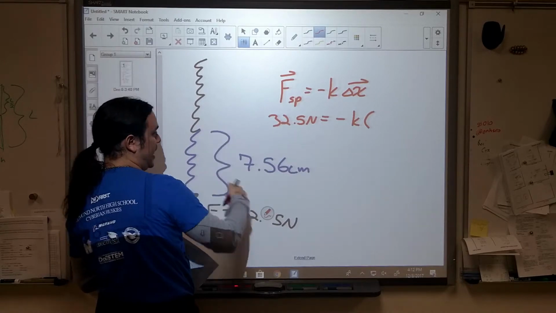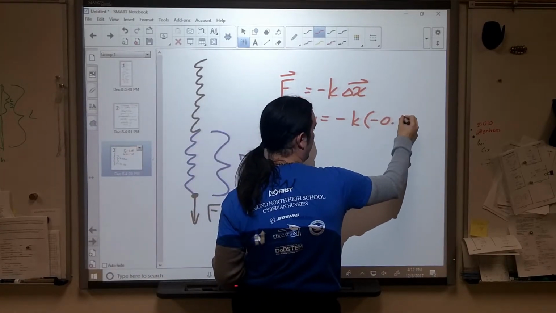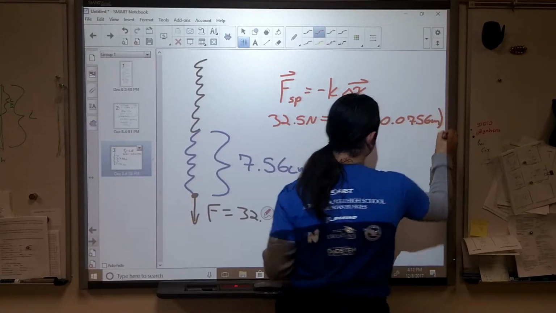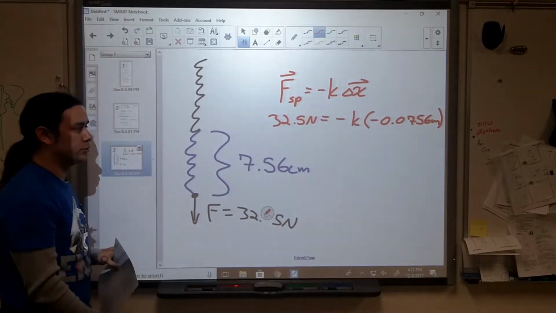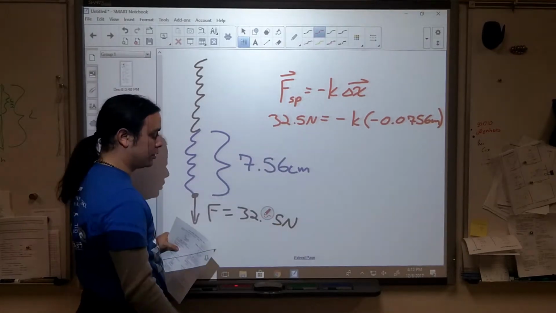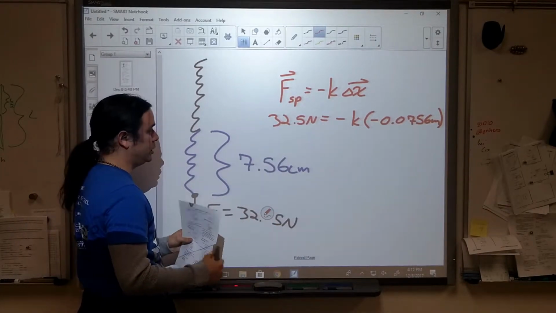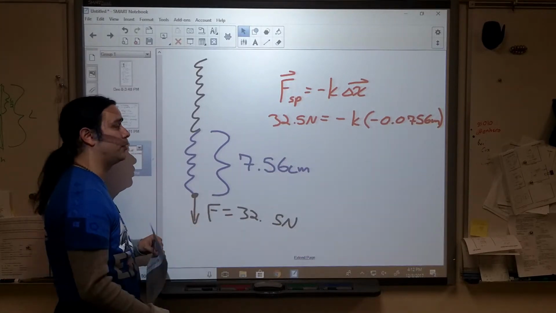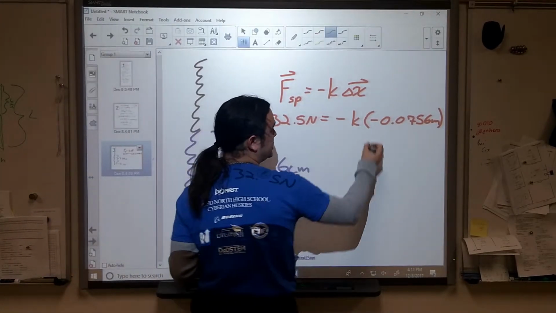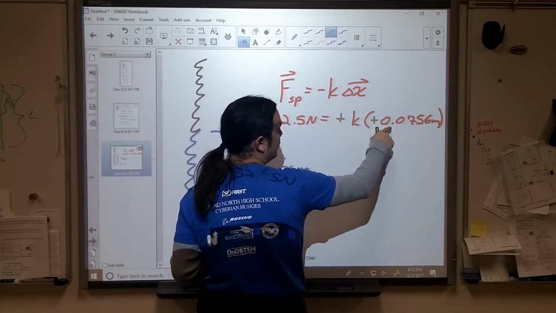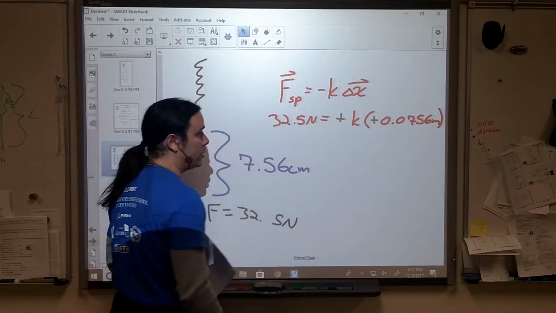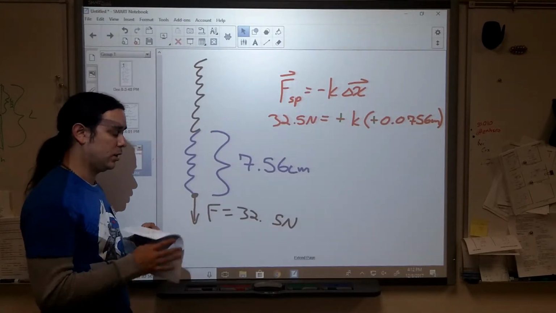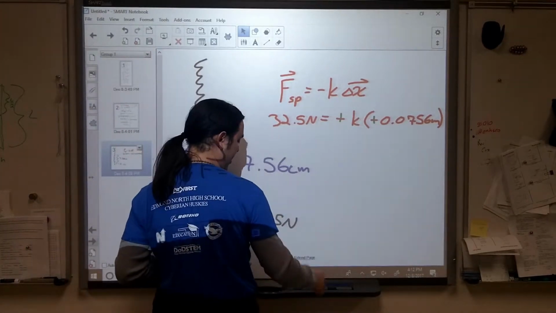Now our displacement is downward, so I'm going to do negative 0.0756 meters. If you use centimeters, you're going to end up with newtons per centimeter, not the SI unit and also not the units that they're looking for. Now they say that they want the force constant. That's just another way of saying the spring constant. We see here that if we keep careful track of our directions, our negatives will cancel out. If you ever end up with a negative spring constant, you've probably misplaced a negative somewhere. It'll be fine. Go track that down.